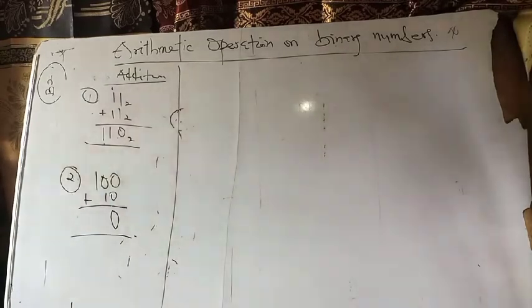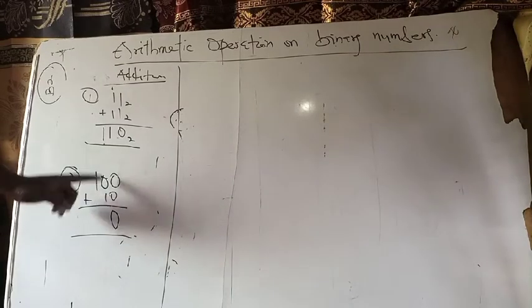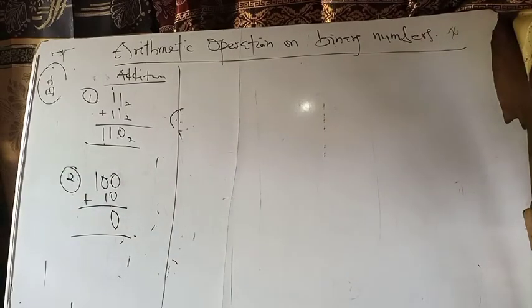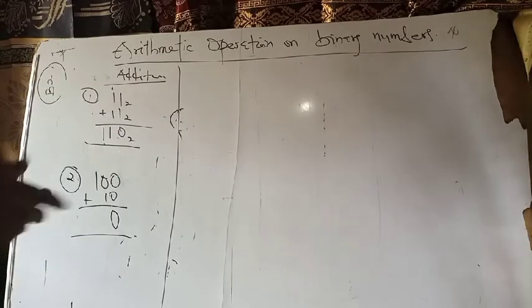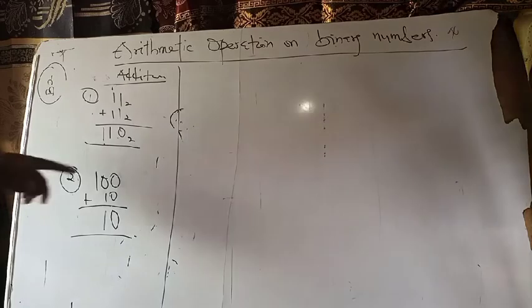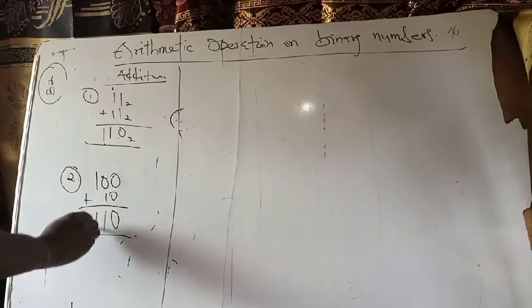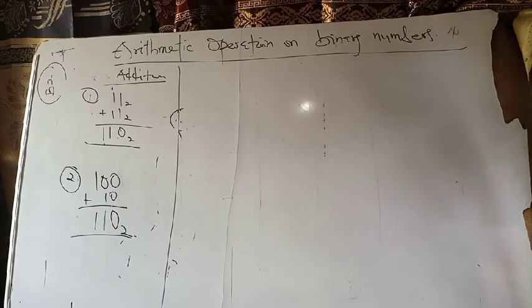Okay, then 1 plus 0 gives us 1, and 1 is never greater than the base, so we can write it. Then this one here we can still put here. Then our base will come.